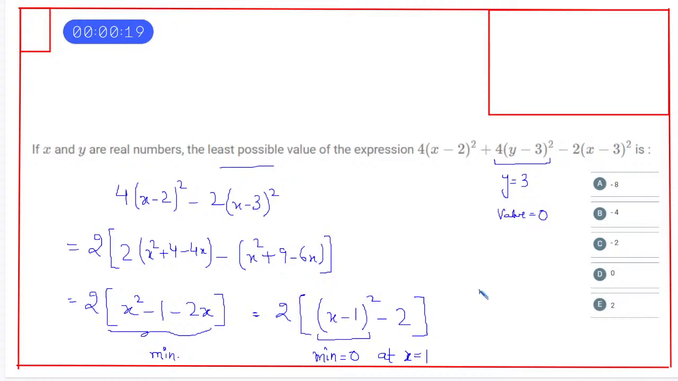So what will the complete value be? 2 into minus 2, it is minus 4. So minus 4 is the answer. Maybe you have forgotten this too.